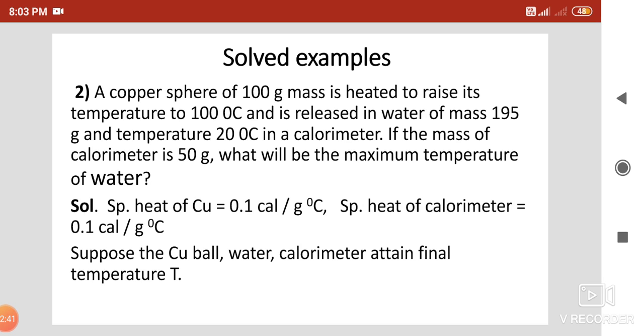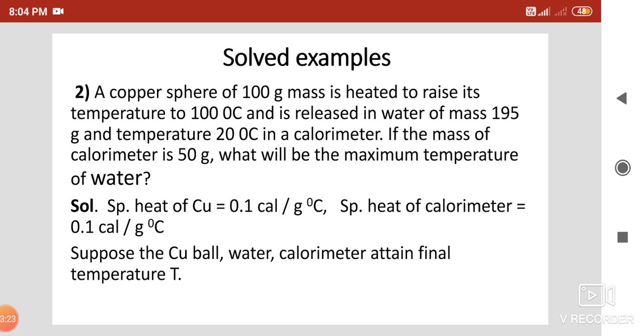And here the given part is that the specific heat capacity of copper is 0.1 calorie per gram degree Celsius. As the calorimeter is also made up of copper, the same is the specific heat of the calorimeter, that is 0.1 calorie per gram degree Celsius. Now in this example, a copper sphere having mass 100 gram which has the temperature 100 degrees Celsius, we have to release in the water having temperature 20 degrees Celsius of mass 195 gram, which is kept in the copper calorimeter.